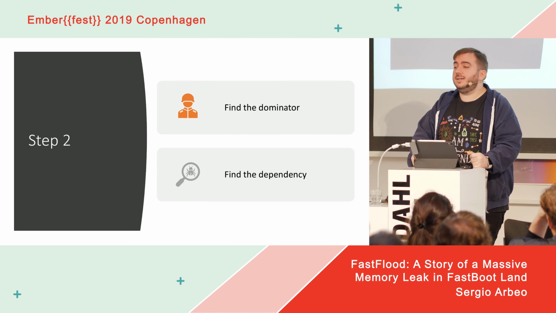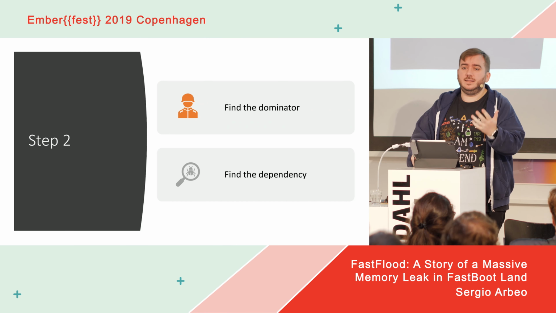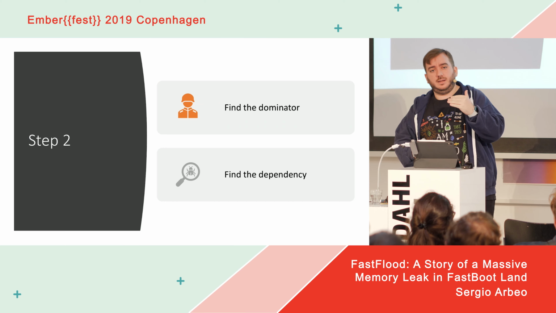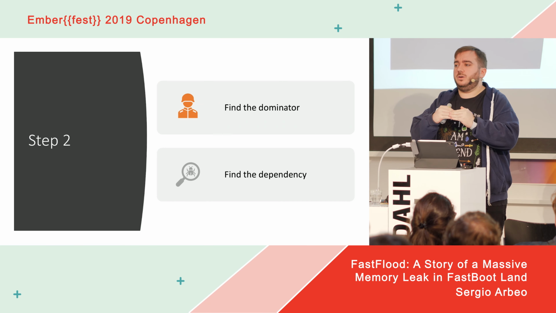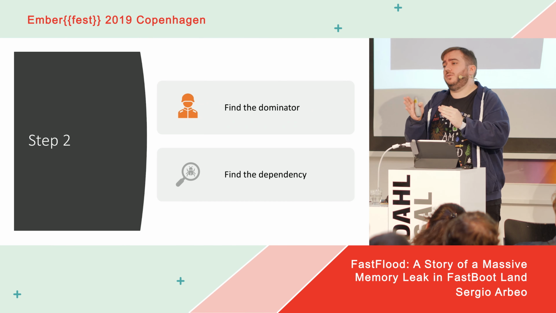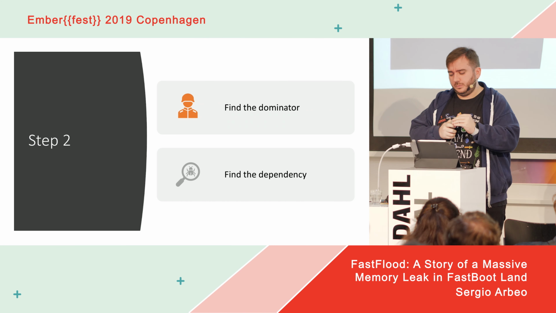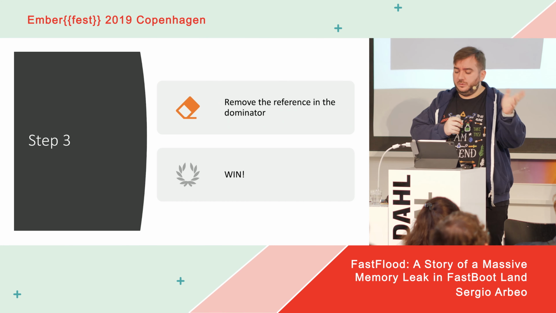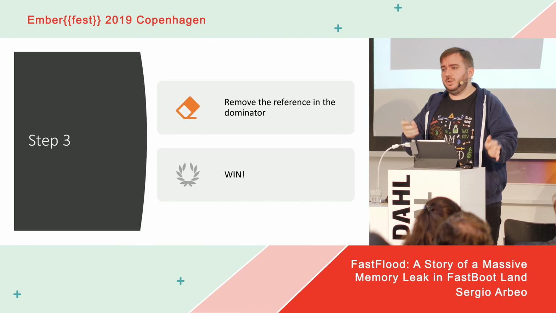Step 2, find the Dominator. What's the Dominator, you might be asking? The Dominator is the closest parent that, whenever freed, will free your leak. Or we can also find the dependency if it was in our changes. Third step, remove the reference in the Dominator or change the dependency and win.